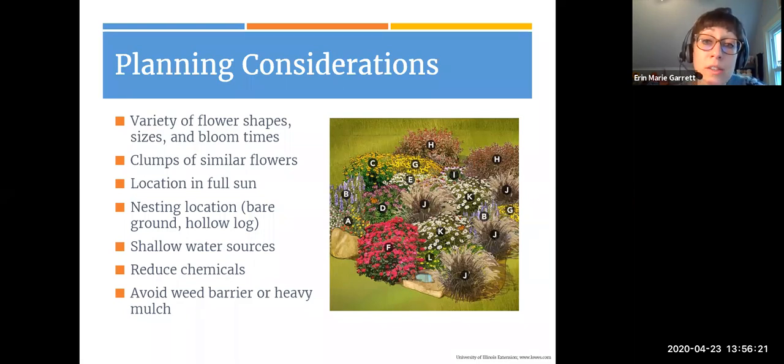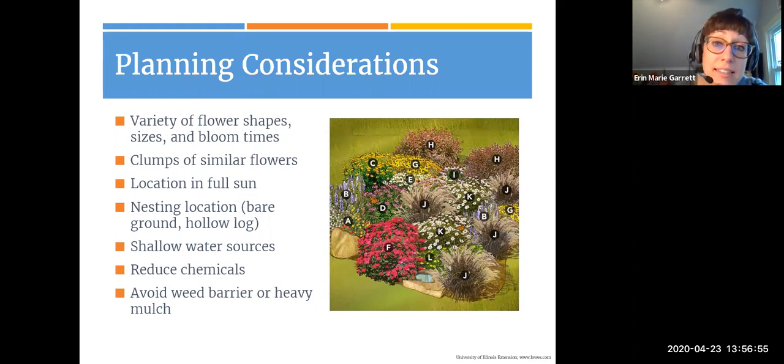With native plant gardens, we really want to see clumps, large clumps of similar flowers, like in this diagram here, okay? A larger clump of flowers is going to be easier for those pollinators to find. Many of our native plant gardens need to be located in full sun, but we did look at a couple examples of native plants that are typically found in woodland areas and in the shade. So if you do want to do a native shade garden, there are many, many options out there. So definitely do a little research and look into that, because that is a possibility.